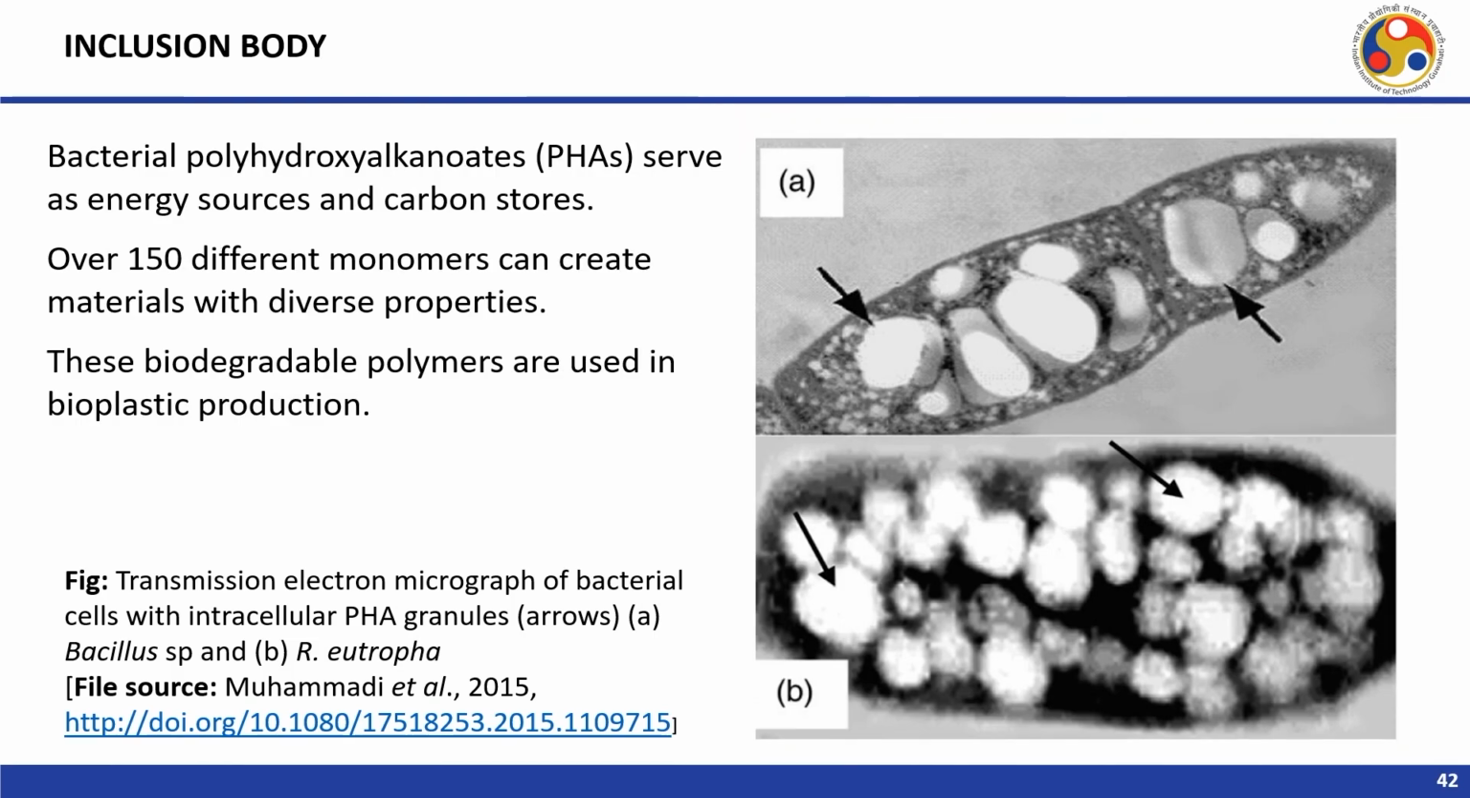Bacterial polyhydroxyalkanoates serve as energy source and carbon stores. Over 100 different monomers can create materials with diverse properties. These biodegradable polymers are used in bioplastic production, and today it is gaining a lot of importance because of a concern towards plastic pollution, and this can probably be used as renewable, sustainable sources of polymers for our future use.